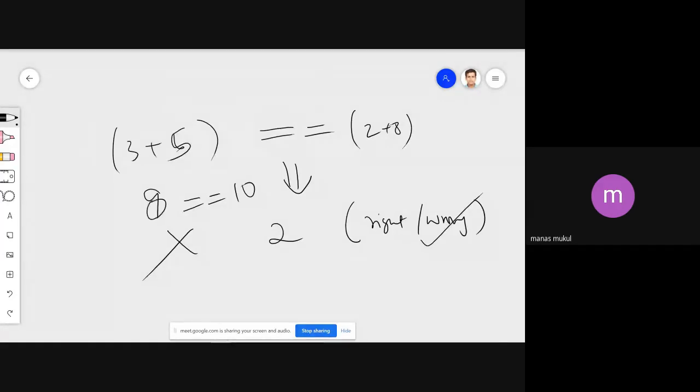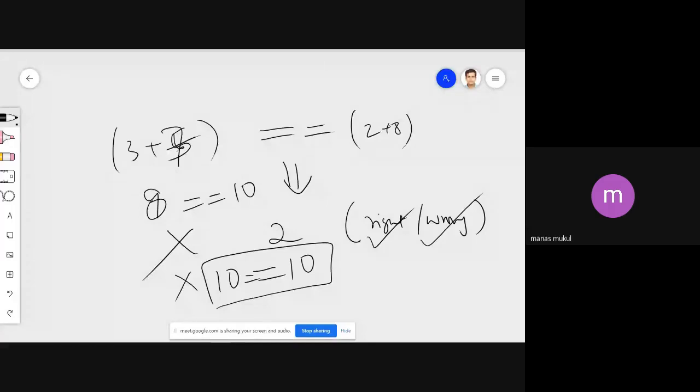So if I have 3 plus 5 and this side 2 plus 8, what will this side give me? 8. And what will this side give me? 10. So still incorrect. But if I have 7 here, then 7 plus 3 is equal to 10. So on the left hand side I'll have 10, and on the right hand side I will have 10. Now are they correct? Yes. So the final output that I get is correct, which is right.